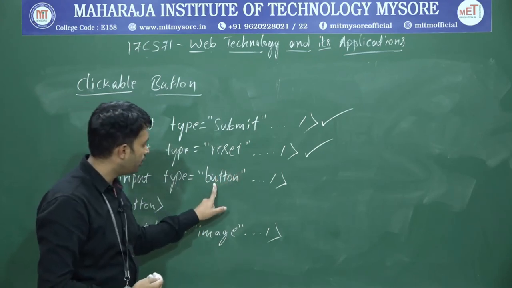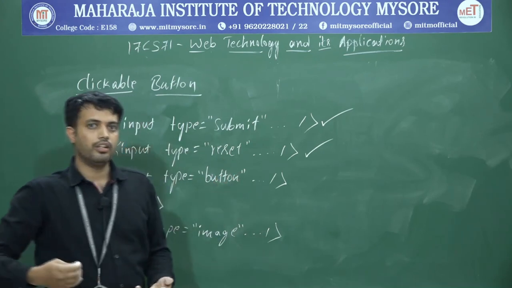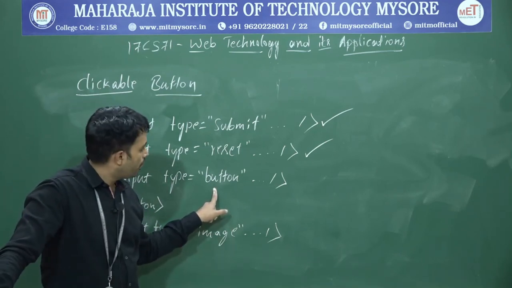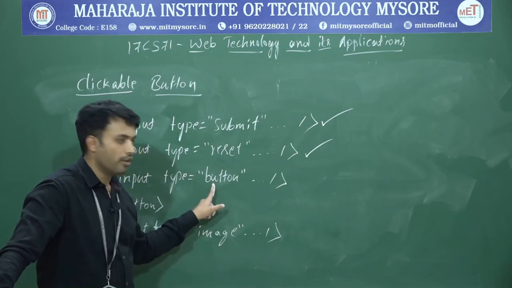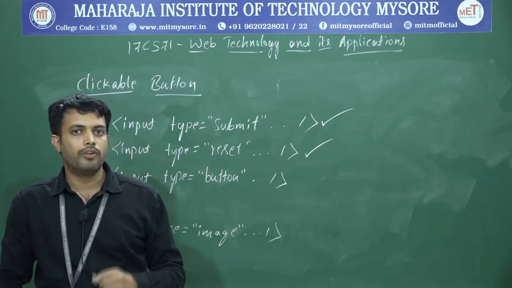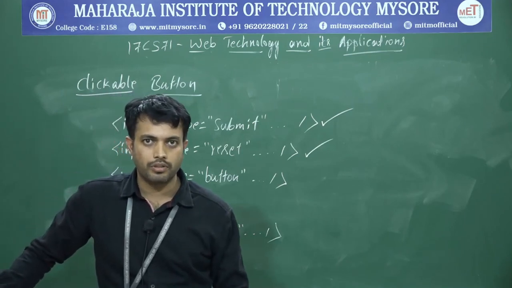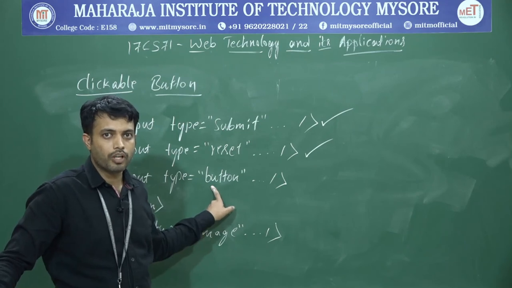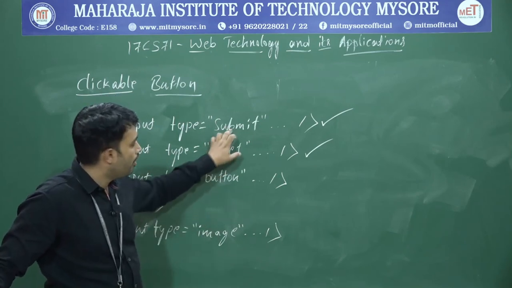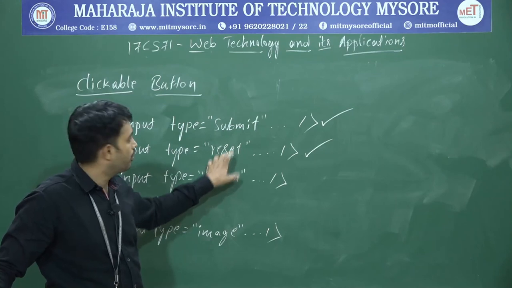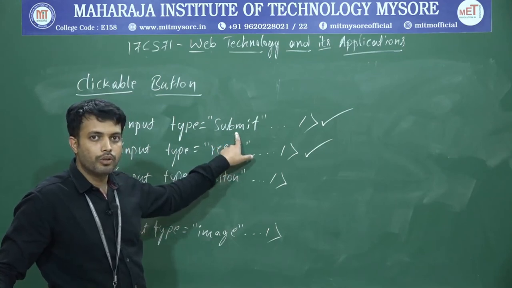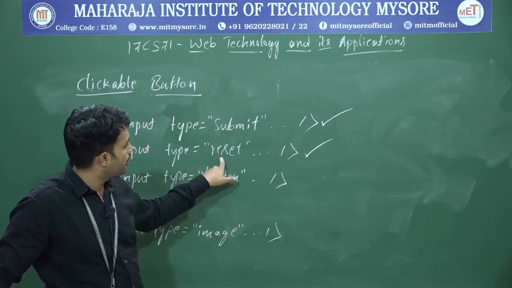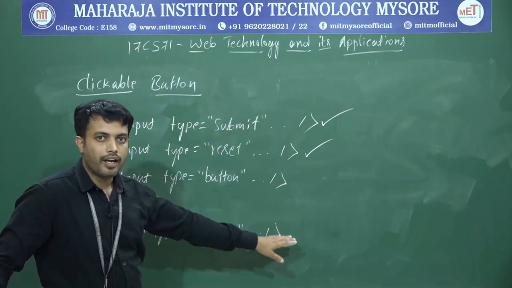Here we don't have such inbuilt functions. It's a custom button, so just by clicking on this button, we need to write the behavior with the help of scripting languages like JavaScript. So we need to write a scripting program. What about these two? They are already defined. Submit means it will submit the input to the backend program. Reset means it is going to erase all the content which is already entered.